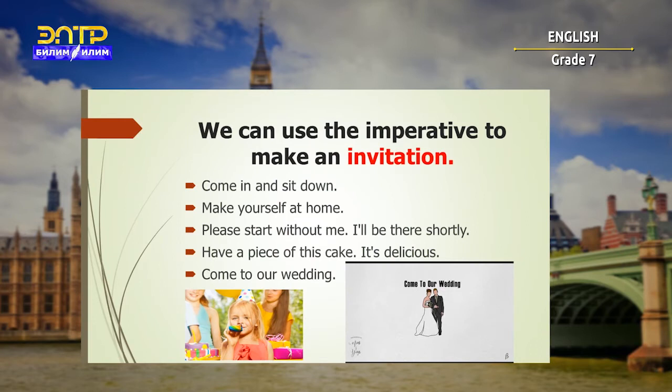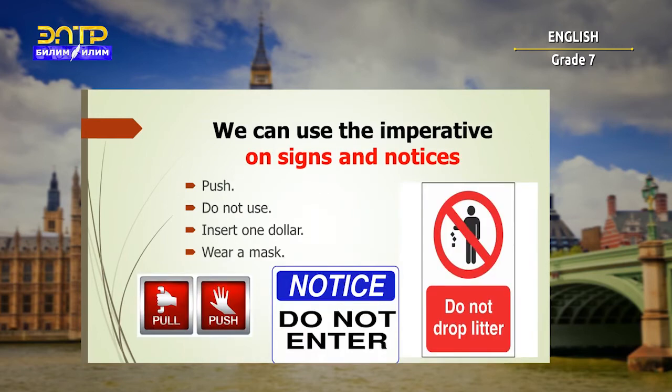We also can make an invitation with the imperative sentence. Examples include: come in and sit down, make yourself at home, please start without me, I'll be there shortly, have a piece of this cake, it's delicious, come to our wedding. We can use the imperative on signs and notices. For example, push, do not use, insert $1, wear a mask.